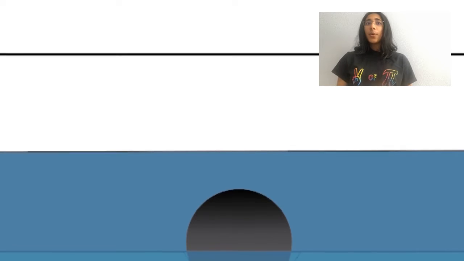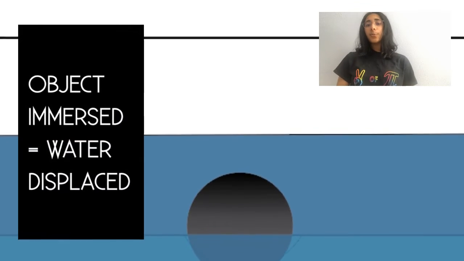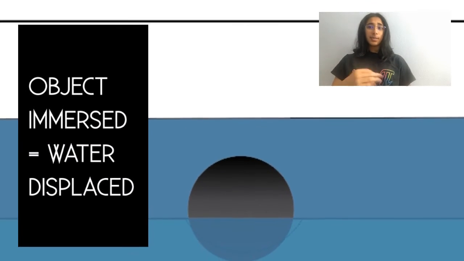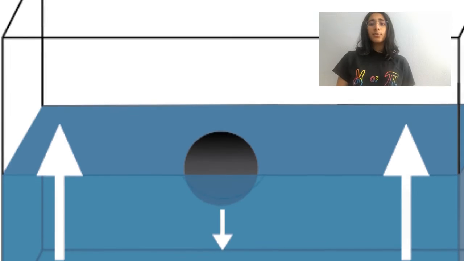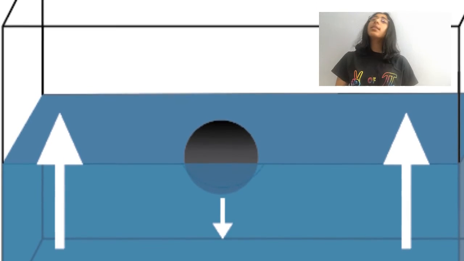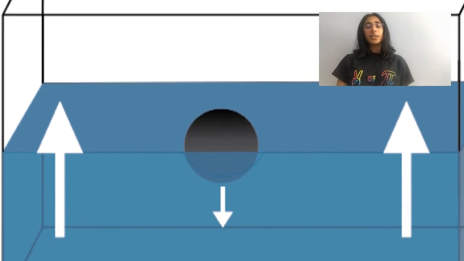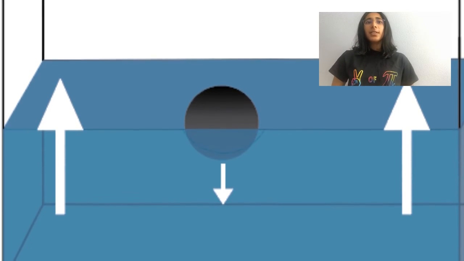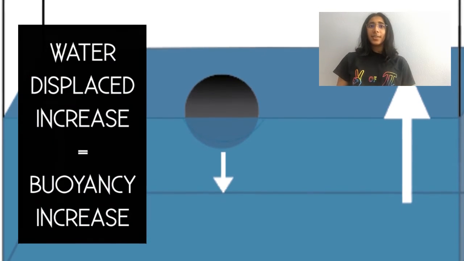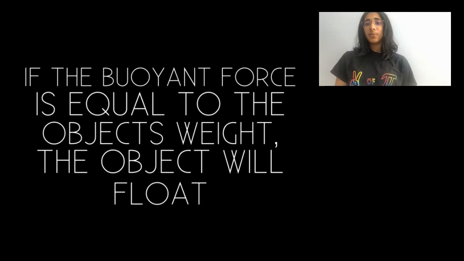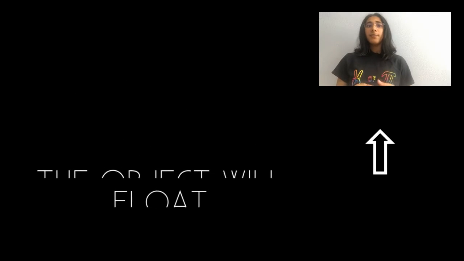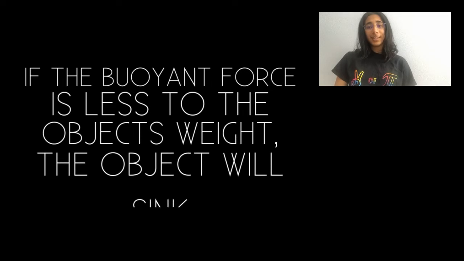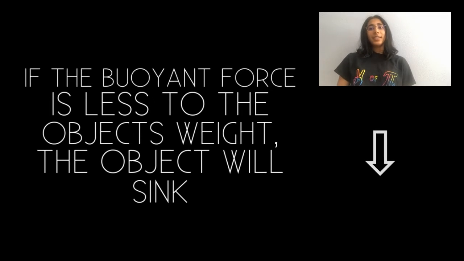So remember that object that was put into a liquid like water? Well, this buoyant force has to be equal to the weight of the liquid that was displaced by the object. So this liquid displaced or fluid displaced is basically a fancy term for how much water came out or how much the water rose when the object was put into it. So as water displaced increases, the buoyancy increases. Now, if the buoyant force is equal to the object's weight, then the object will float. But if this buoyant force is less than the object's weight, the object will sink. So now you know.